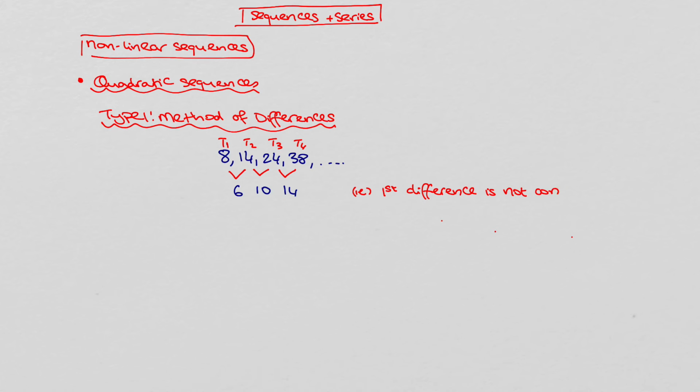Now, if it was constant, that would mean it was a linear sequence or an arithmetic sequence. So because it is not constant, we say, therefore, it is not arithmetic. And when we drew our graphs of our arithmetic sequence, we saw that it was linear. So therefore, it's not linear.